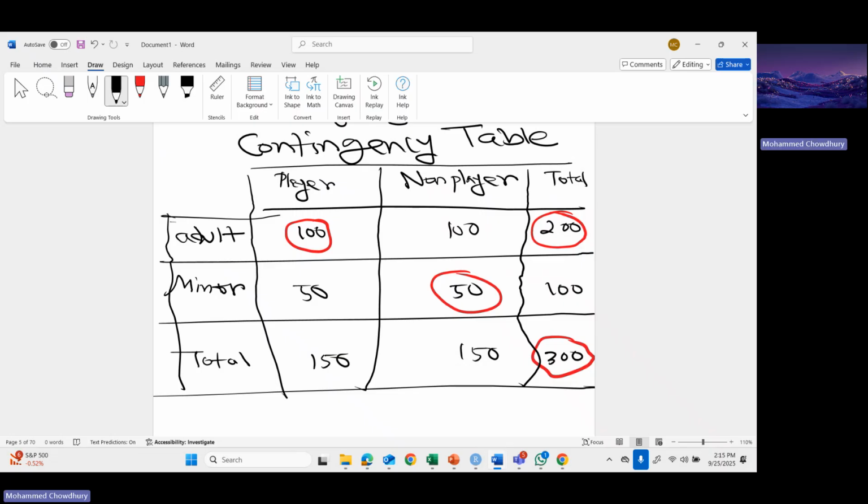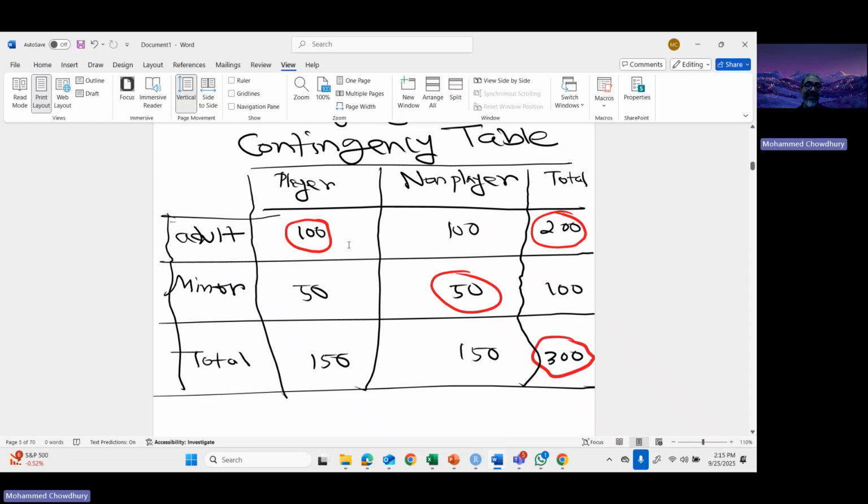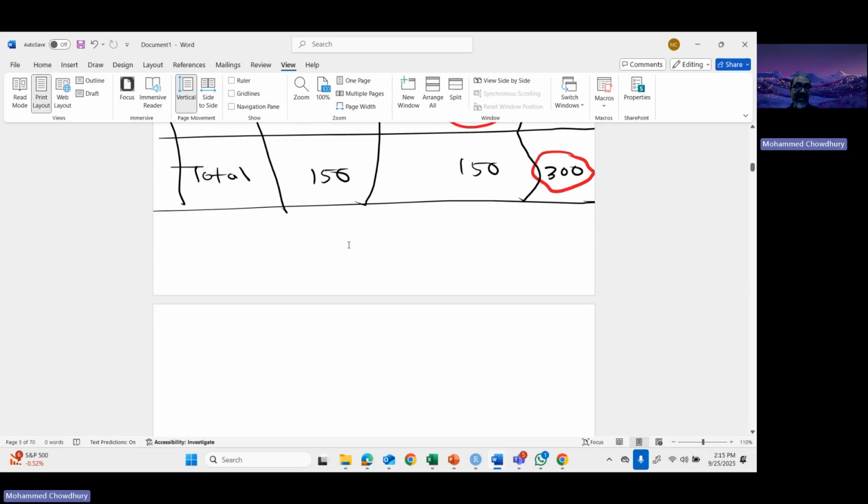Contingency table, this is known as. Okay. Now see, how can we solve a lot of problems from this type of table? In your exam, if I give you a problem like this, first of all, you have to construct a contingency table, without which you cannot solve any of the problems that I'm going to discuss. Clear, right? Okay.